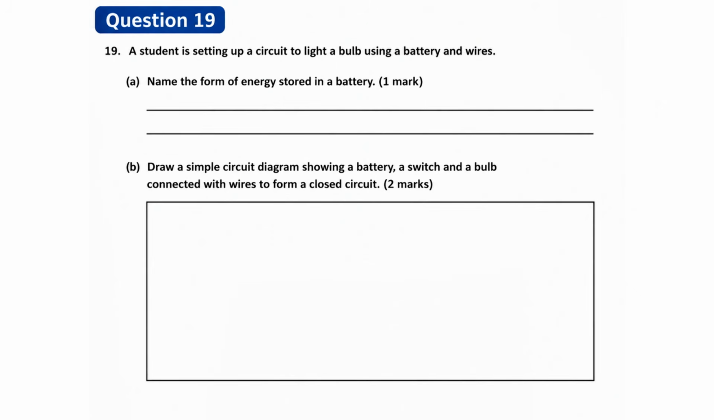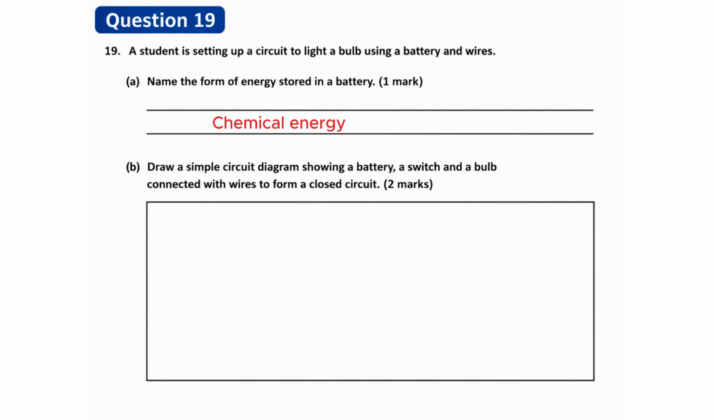Then question number 19. A student is setting up a circuit to light a bulb using battery and wires. A. Name the form of energy stored in a battery. Now, the energy stored in a battery is called chemical energy. And this chemical energy is converted into electrical energy when the circuit is complete. So we have chemical energy, and you just need to complete the circuit to convert it into electrical energy.